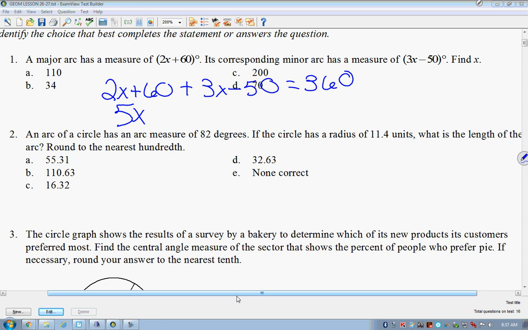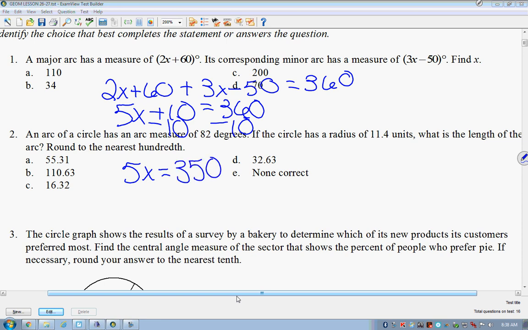After you do the x, you've got to do the 60 and 50. So what does that come out to? 10, right? Because 60 minus 50 gives me a positive 10. It's 360. Chandler, what would you do after that? Subtract 10 from both sides, right? Because I need 10 to cancel out on the left. All right, so I've got 5x equals what, Chandler? 350.